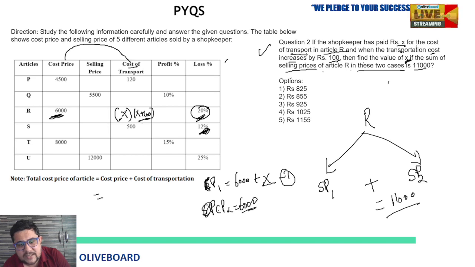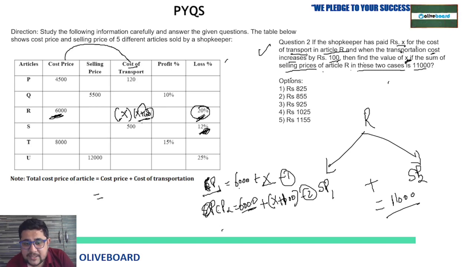6,000 will be the cost price, that is constant, plus now the cost of transport is increased by 100 rupees. So it will increase by 100 rupees, means now X plus 100. This is the new condition. So this is the cost price 1 as per case 1, 6,000 plus cost of transport X. So this is the total costing as per case 1, and this is the total costing as per case 2, where 100 rupees extra is added.